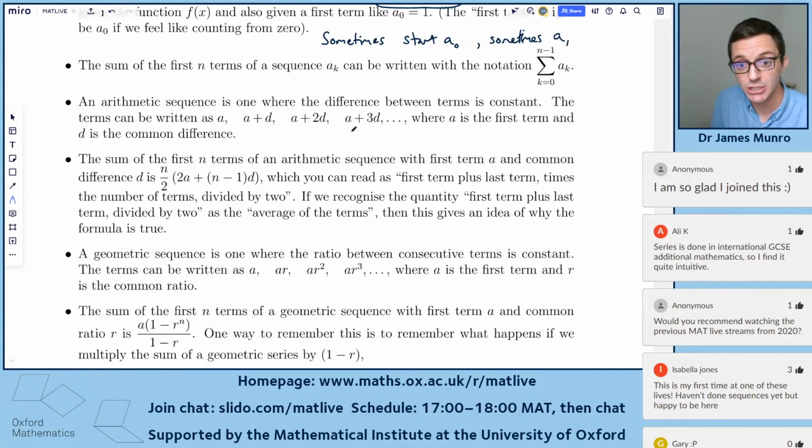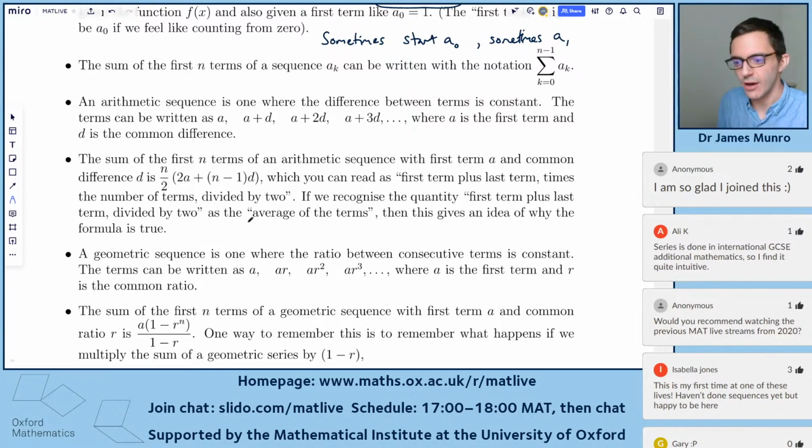Anyway, the thing we teach you at A level or equivalent is this rather gnarly looking formula for the sum of the first n terms: n over 2 times (2a plus (n minus 1)d). I think when I did A level, that was just in the formula booklet. We're going to explore a little bit where that formula comes from and how you might remember it.